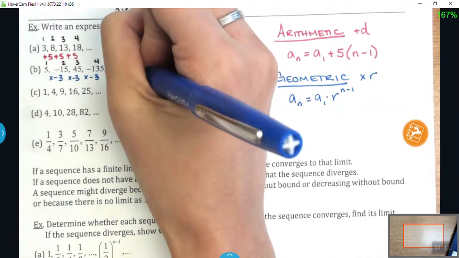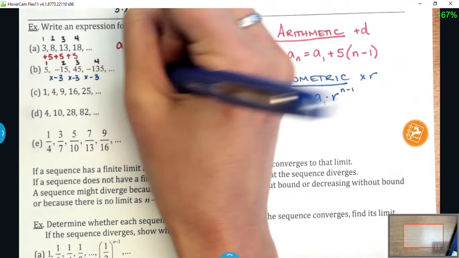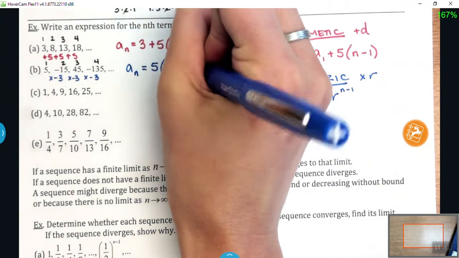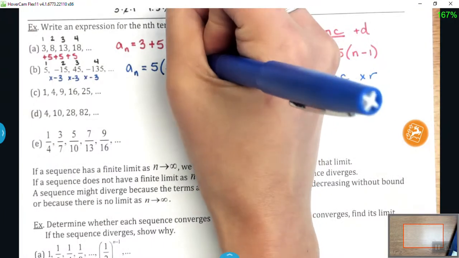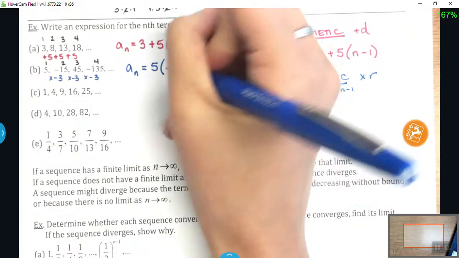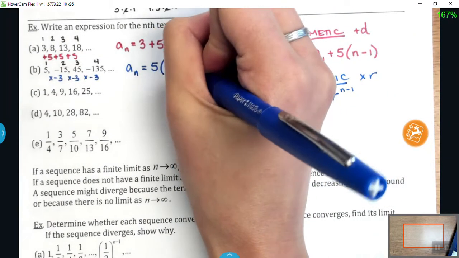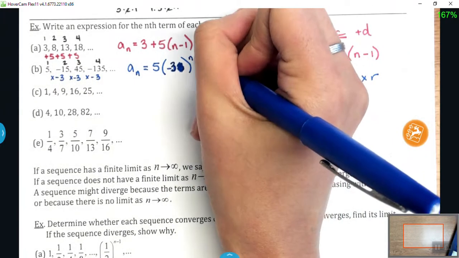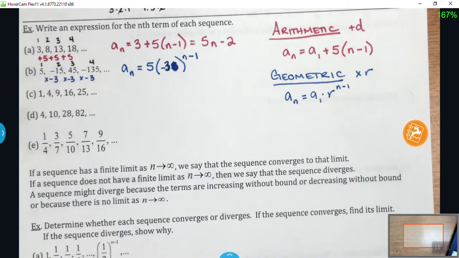So if we put this in our formula, it will be 5 times negative 15 to the n minus, no, what am I doing, guys? Not negative 15, negative 3. And minus 1. Okay. All right.